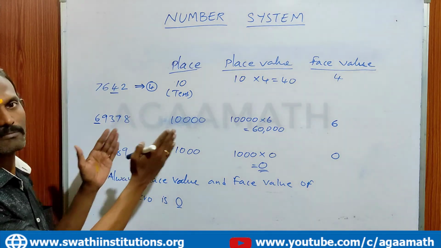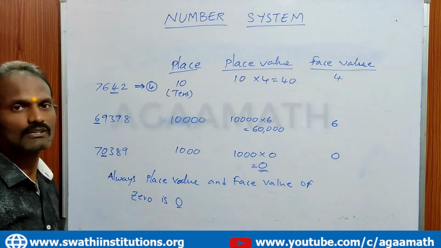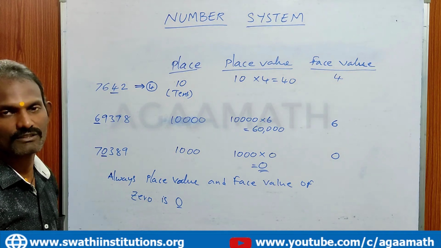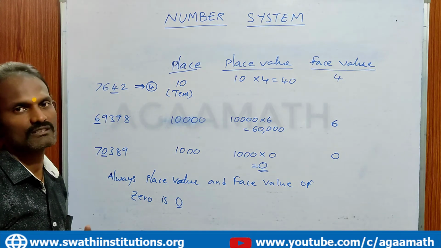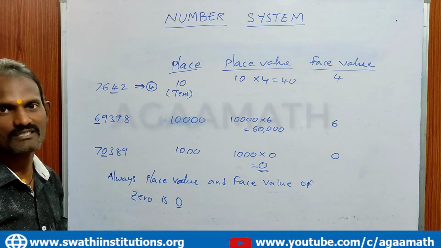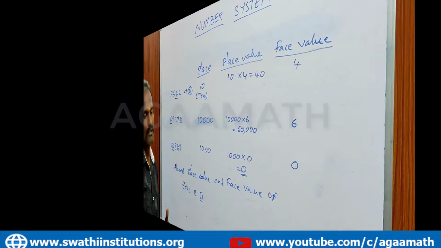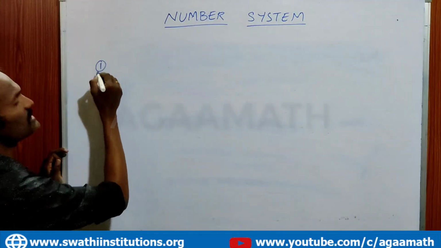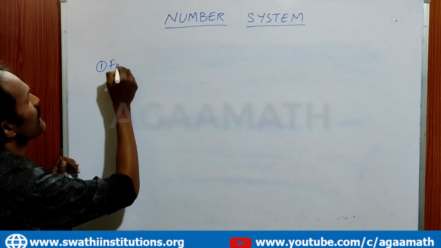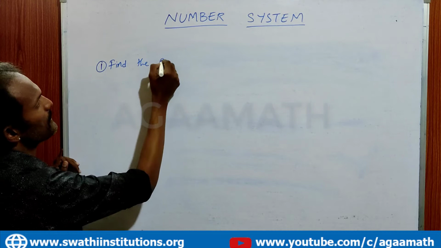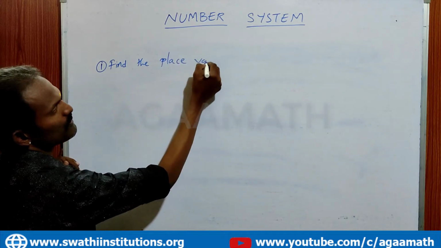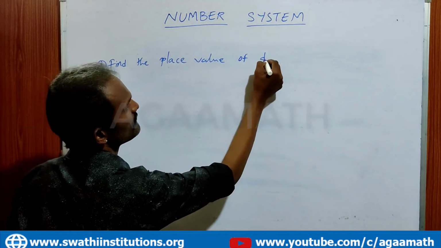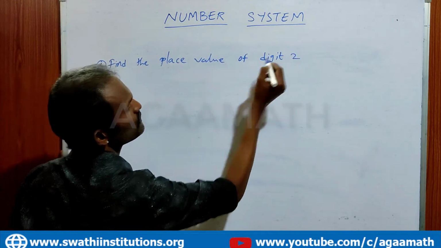So based on place value, place and face value, let us see how the questions will be asked in the different competitive examinations, mostly for the Navodaya entrance examination and Sainik entrance examination. Here let us see the model question. For example, the question will be: find the place value of digit 2.